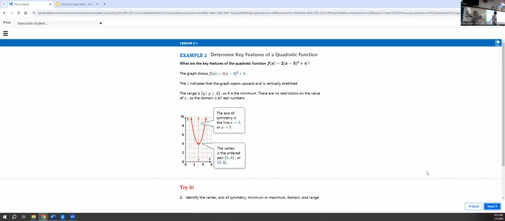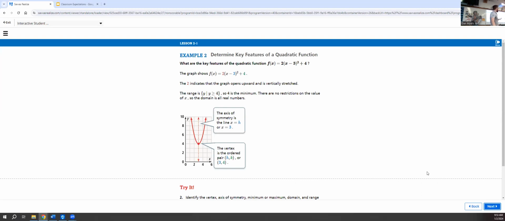Now, what we need to talk about here is range. We're going to be talking about the domain. And we're going to be talking about the axis of symmetry. Because if you look at your paper there, for example 2, it says identify the vertex, that's (h, k), the axis of symmetry, which we'll talk about, whether it's a minimum or a maximum, we'll talk about that as well. And then the domain and the range of the function.